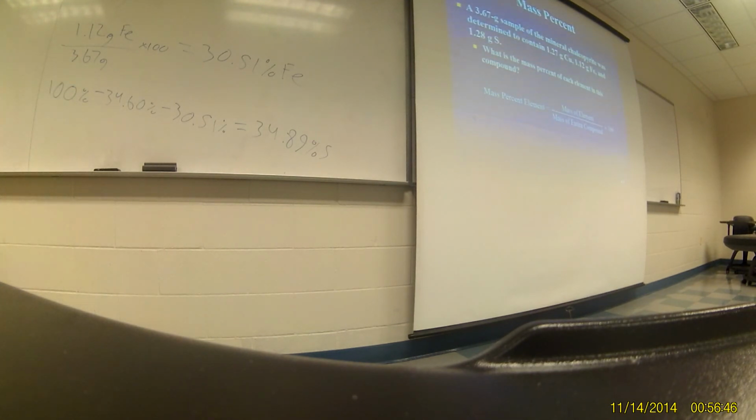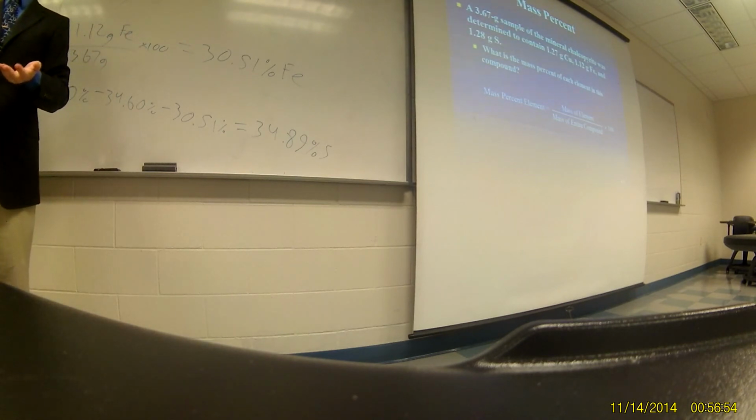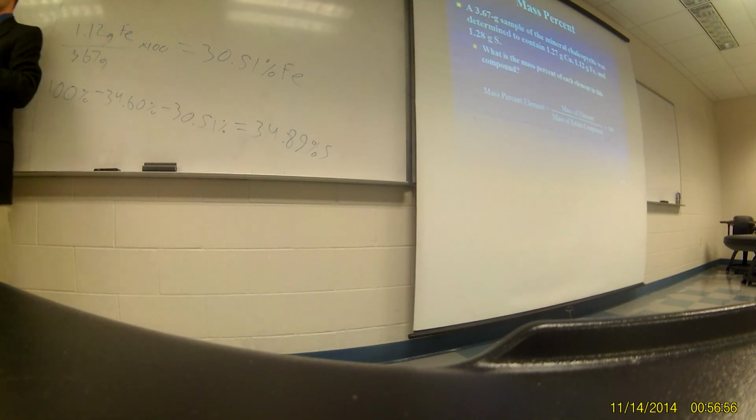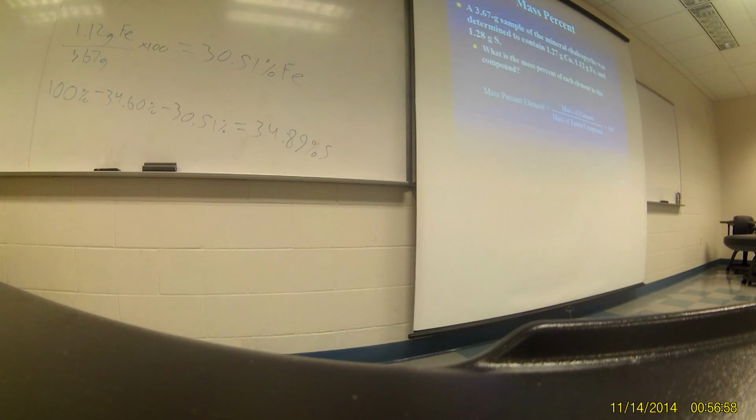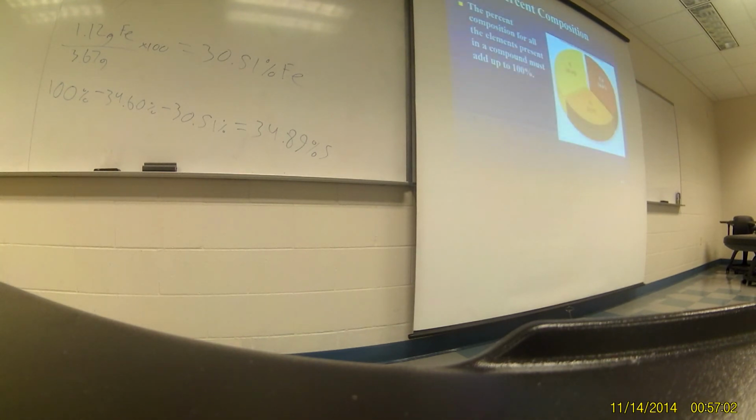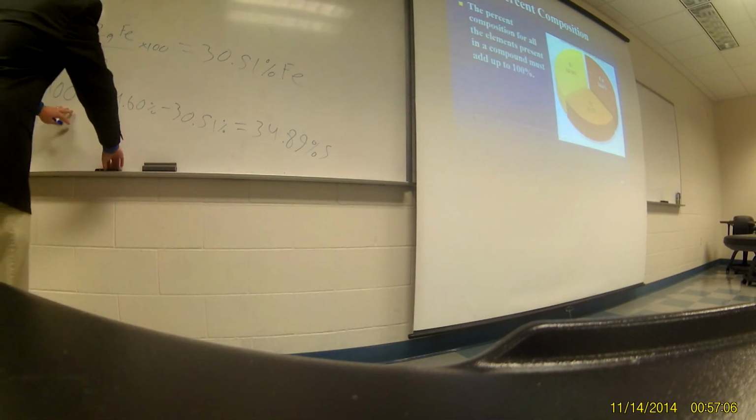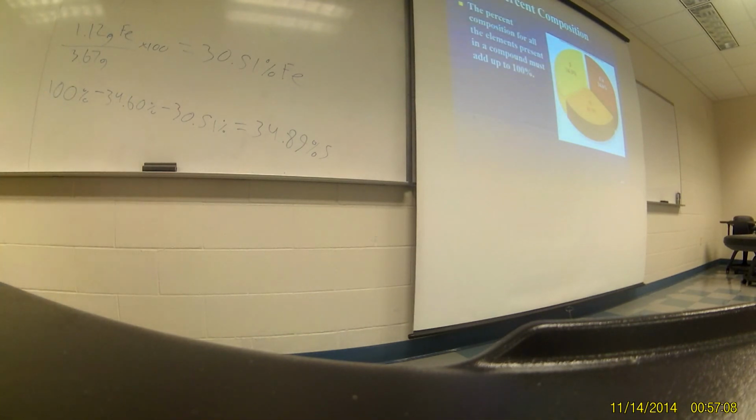So don't make percent composition more difficult than it has to be. It literally is just what percentage of your sample is each element. Take the mass of each element, divide by the total mass times 100. That's all there is to it. So remember, it has to be 100%, which is what we used here.